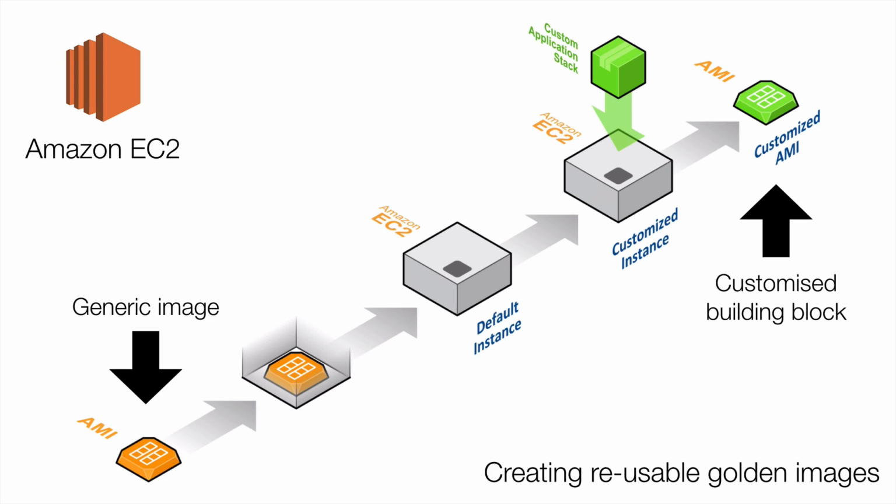And this allows you to create these reusable golden images, which can be the customized building block for your application deployment or used as part of your development and test workflow. It's a very powerful feature that many AWS customers make use of if they're using EC2.